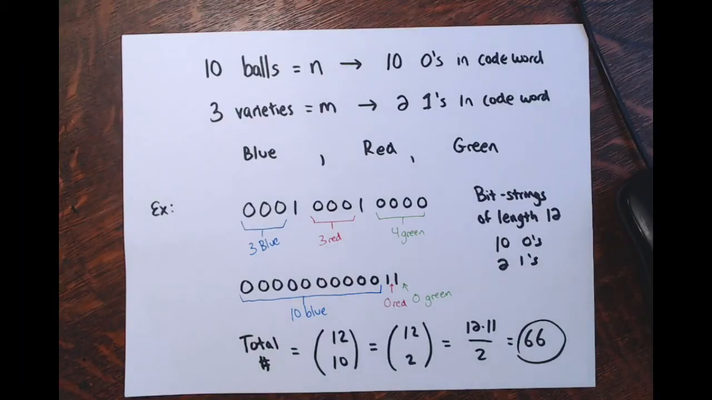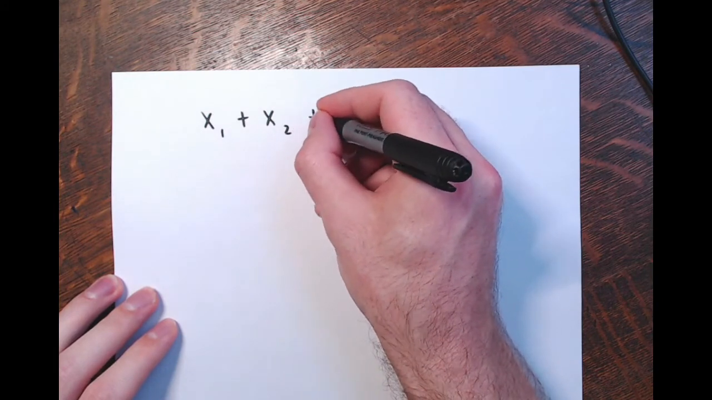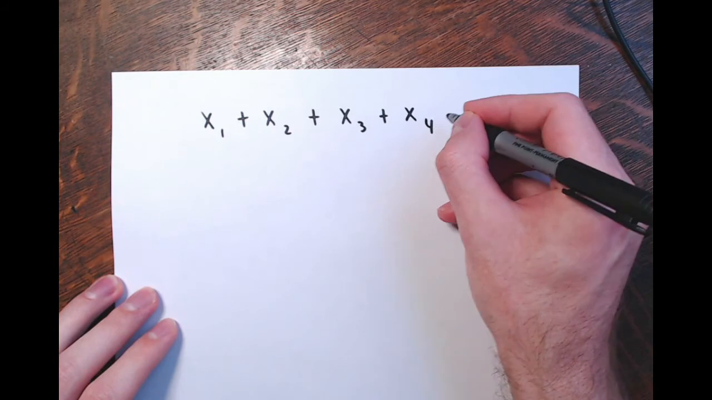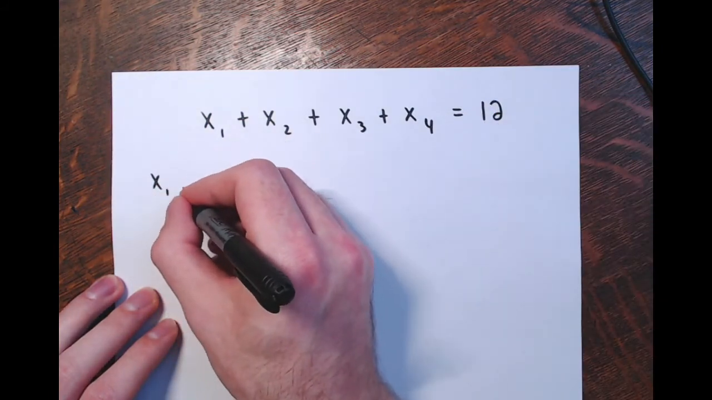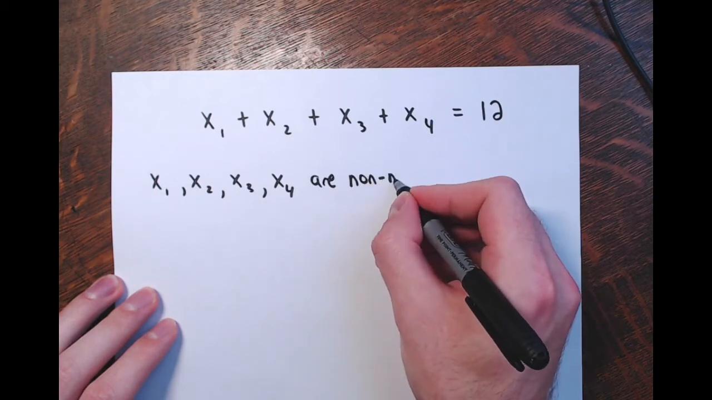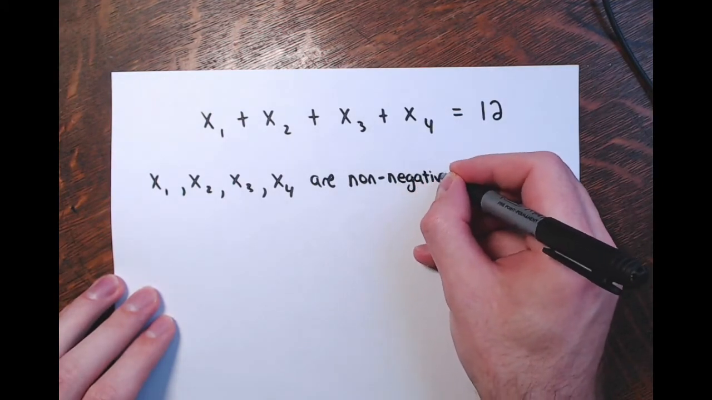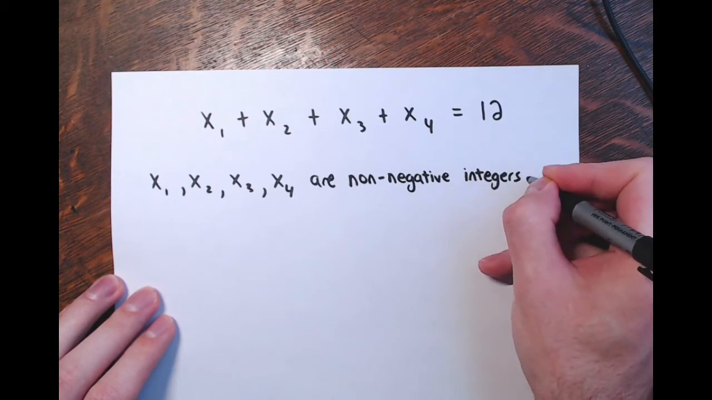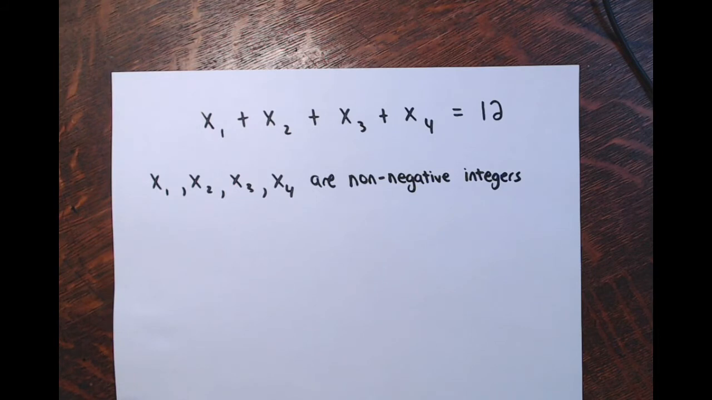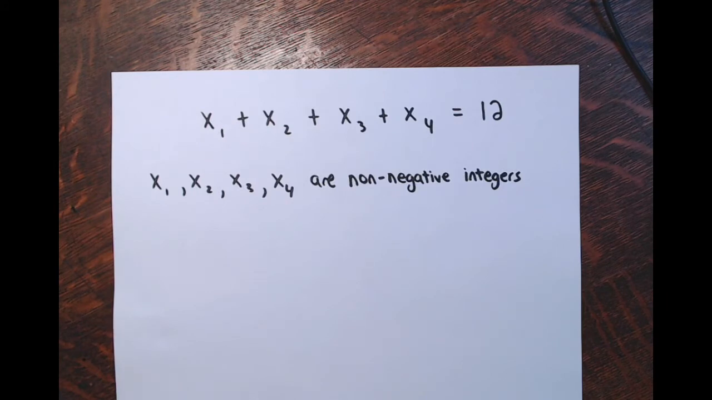I'll write this down. And you'll see it ends up being very similar, almost exactly the same scenario as selecting objects from so many varieties. So we have x1 plus x2 plus x3 plus x4 needs to be equal to 12, and all these variables are non-negative integers. So just 0, 1, 2, 3, 4, 5, etc. Right. So this is exactly like the 12 cookies with 4 varieties scenario earlier.